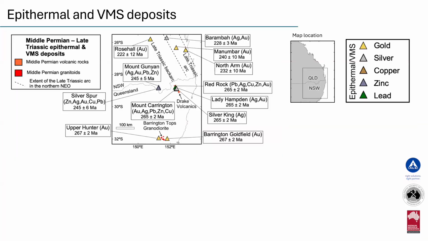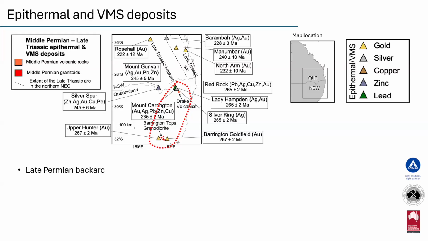Krakow and Golden Plateau, for example, very important deposits, are part of that epithermal belt. And then younger epithermal and VMS deposits, there are only few. Really the majority of the epithermal deposits are early Permian. We find some younger ones in the late Permian in New South Wales, Mount Carrington, for example, related to the Drake volcanics, and the gold fields around the Barrington Tops.